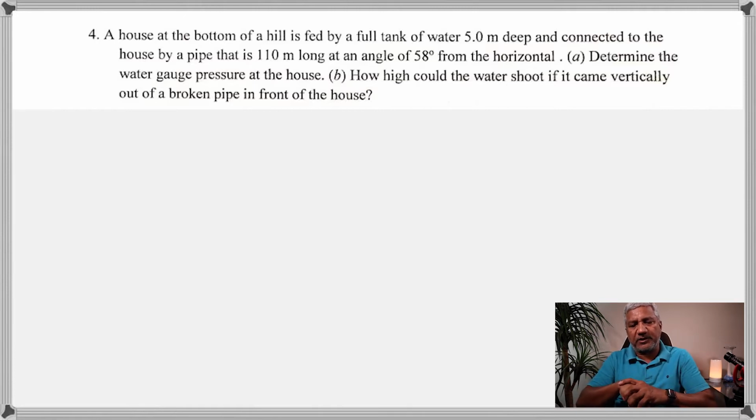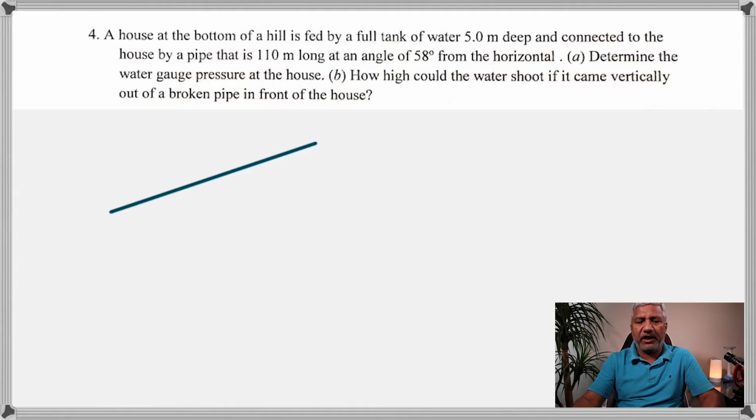To find the water gauge pressure at the house and how high could the water shoot if it came vertically out of a broken pipe in front of the house. We surely need a diagram in order to work out this question. So let's go ahead, make this diagram.